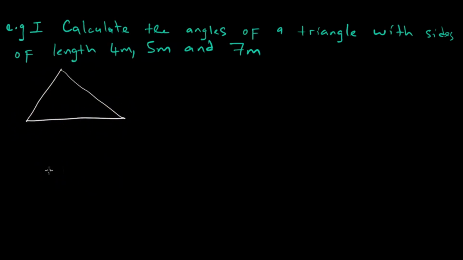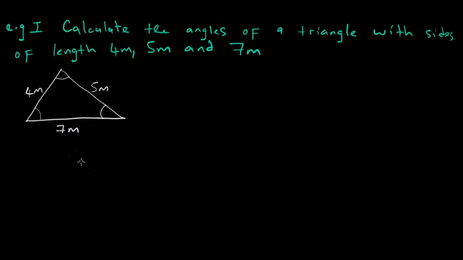Let's draw our triangle below, then we'll fill in the information we are given in the question. It tells us that we have to calculate the angles of a triangle, meaning all the three angles like this. So calculate the angles of a triangle with the sides of length 4 meters, 5 meters, and 7 meters.